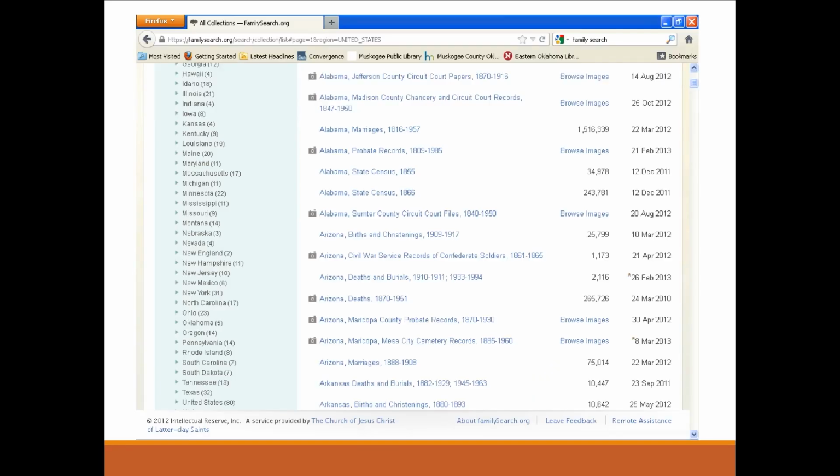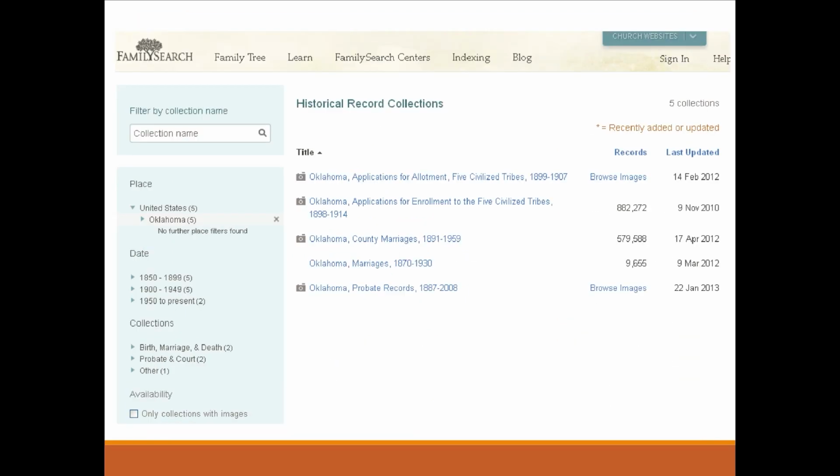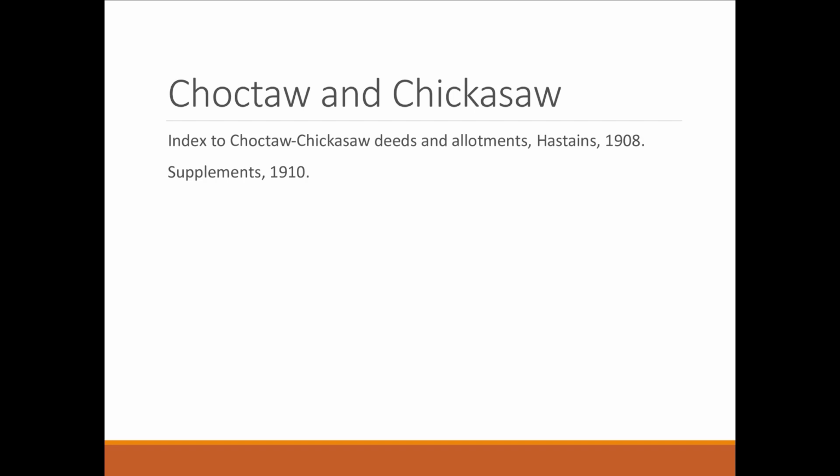So these are the various items available for Alabama, Arizona. There's even death certificates for Arizona, Arkansas. So here's Oklahoma. And the very first thing on this list is the Oklahoma applications for allotment by civilized tribes. And these folders can be several pages long.